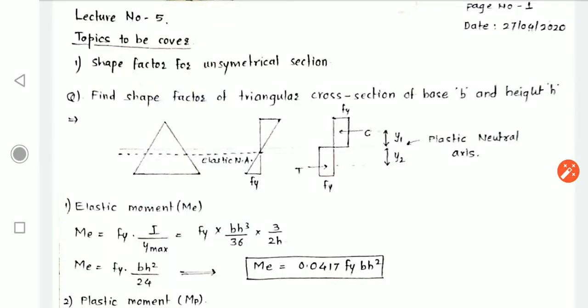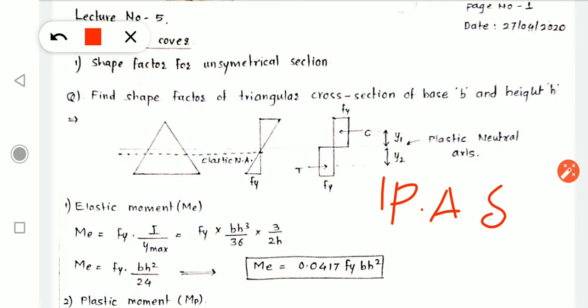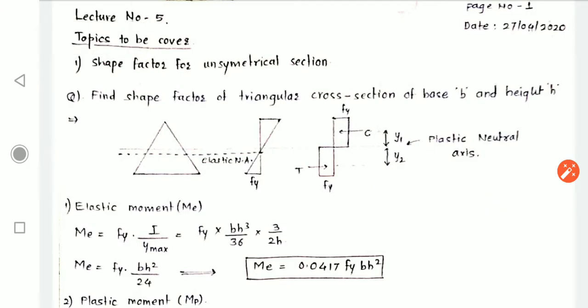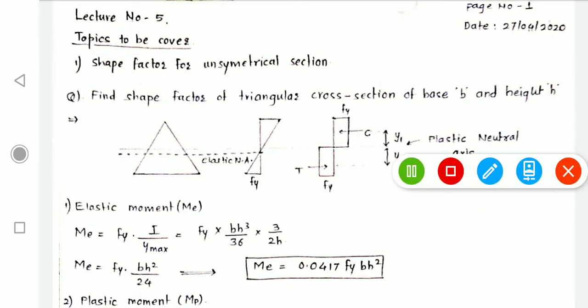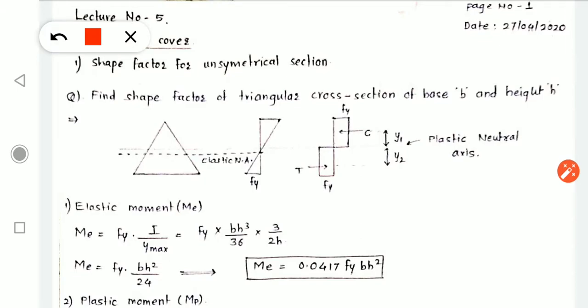Hello students, welcome to lecture number 5 of unit number 6, and the name of unit number 6 is plastic analysis of structures. Okay, so we are discussing plastic theory of analysis. Now the topic I'm going to cover under this lecture is actually one topic only, but I'm going to cover 3 or more problems on the same topic, and the topic is shape factor for unsymmetrical section.